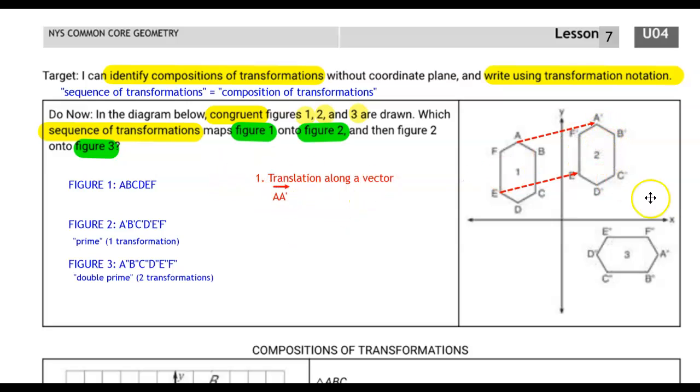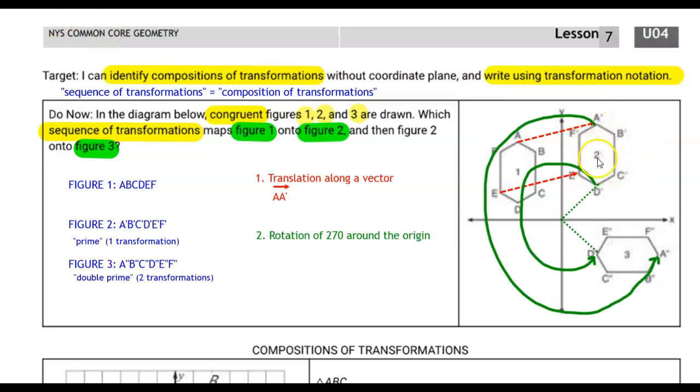Now looking from figure 2 to figure 3, here's that next transformation. You can see from figure 2 to figure 3, what we did was we spun the figure around the origin by 270 degrees. Remember the old trick. We take any two points, let's say D prime and D double prime, and connect them back to that center of rotation. Notice that it makes a 270 degree rotation around there. Why didn't I say 90 degrees? Because that would be clockwise, and we always use counterclockwise when we define our rotations.